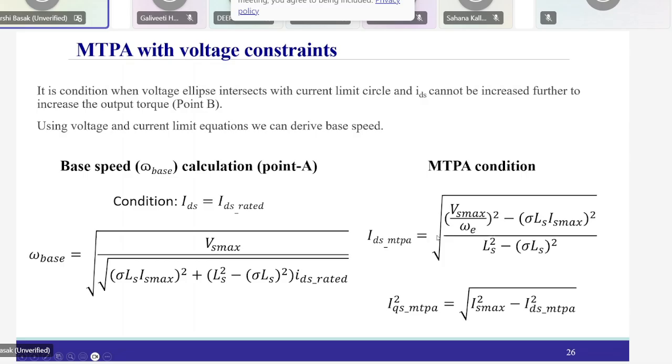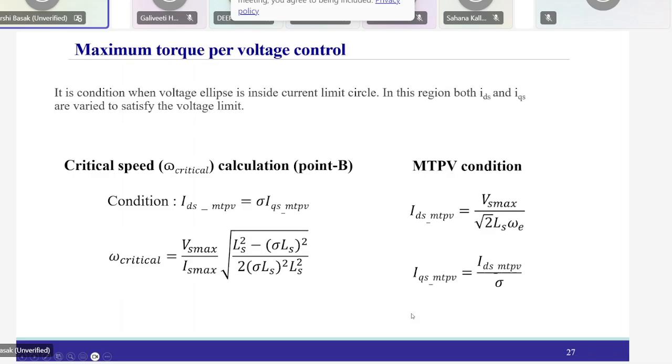Above this, to find the value of IDS MTPA, you can obtain it using this expression, and for IQS MTPA the current constraint is still valid. Corresponding to that, you can adapt this to find the value of IQS MTPA. Sorry, this will be IQS MTPA, not square.